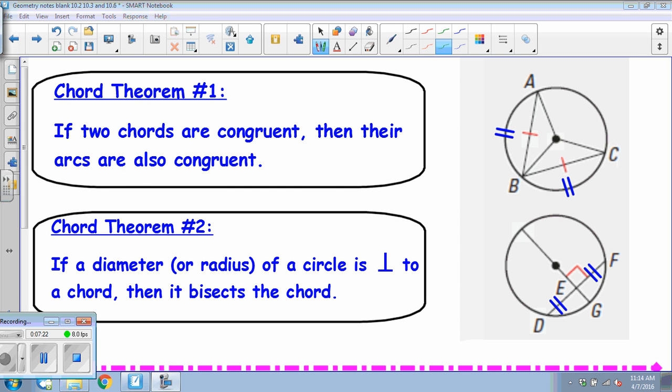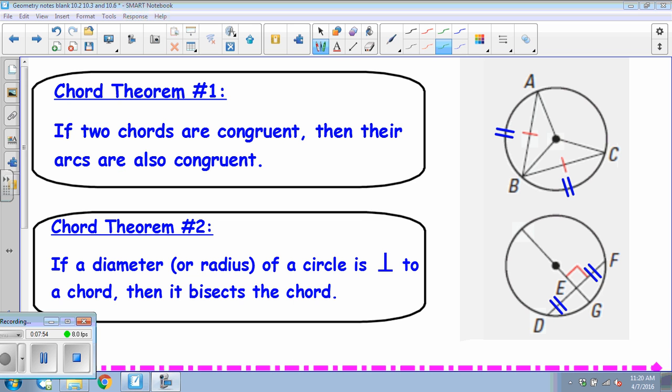Okay, so you need to copy this down. These are our first 2 theorems that deal with chords. The first theorem says that if 2 chords are congruent, then their arcs are also congruent. This is a logical theorem. We're looking at the measurements of the chords. If the measurements of the chords are the same, how long that chord is determines the length of that arc.